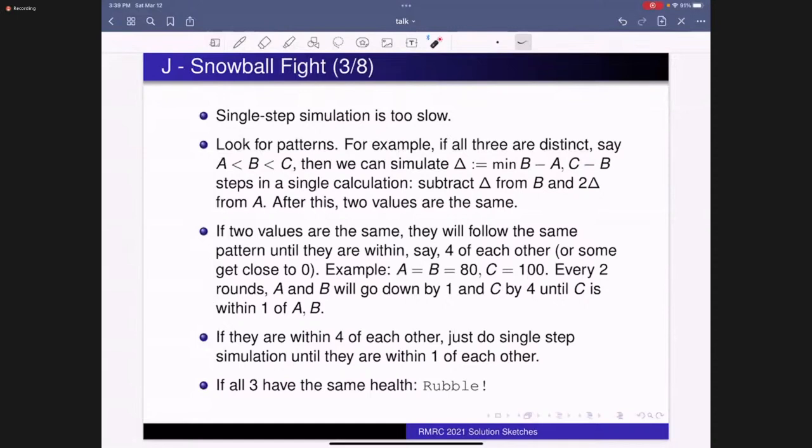Just as an implementation detail though, we saw quite a few teams submitting solutions where they just had different if statements, whether A, B, or C was the biggest one, for example. One handy thing is to just keep track of a struct that stores the health and the label of the fort. Then you can sort that struct by the remaining health. And then you don't have to worry about different cases, whether it's A the biggest or B the biggest. You just look at the way that struct is sorted and simulate those. Then ultimately, whichever one of those survives, you just look at the label associated with the value. But that's just an implementation trick.